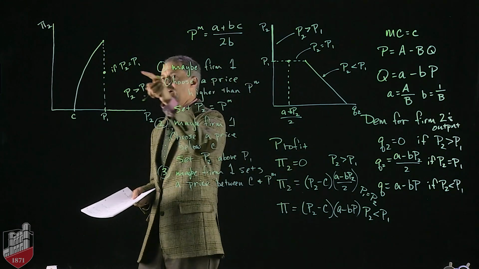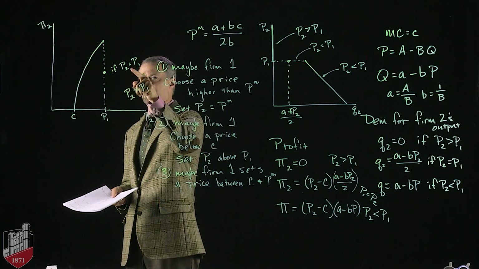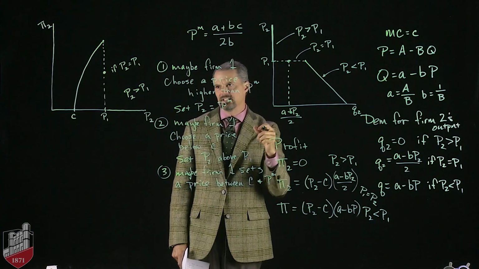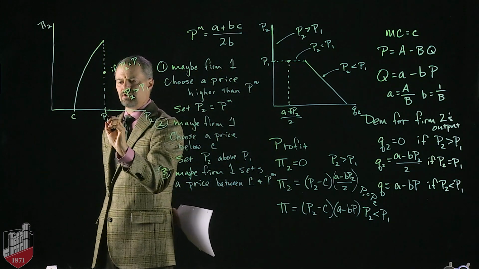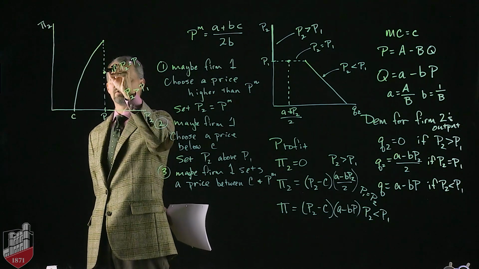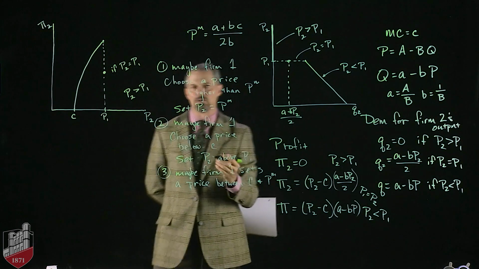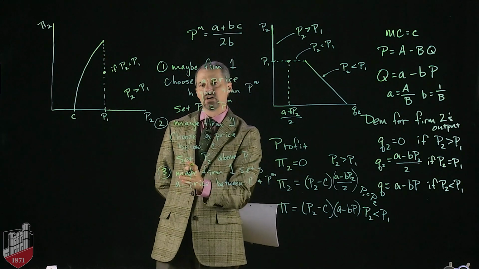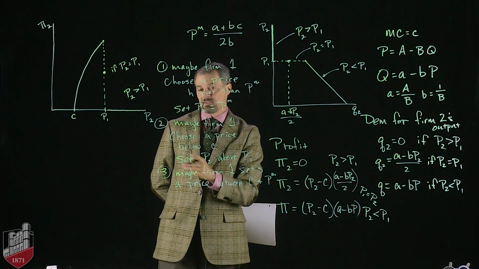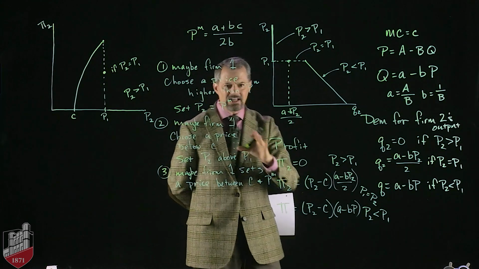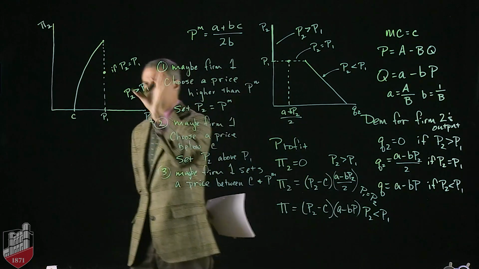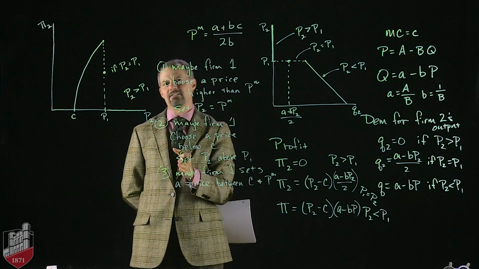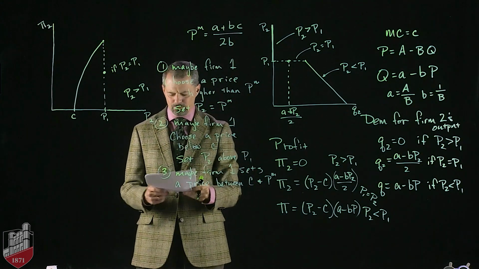If price is equal to P1, if firm 2 sets a price equal to P1, they get half of the profit. But now notice the incentive that this creates. If firm 2 were to just undercut firm 1's price, notice what happens to their profit. It jumps to almost double, right? So there's always going to be this incentive for firm 2 to undercut firm 1's price. Now this whole setup is symmetrical, so we could do the exact same type of picture for firm 1, and what we would see is that firm 1 is always going to have an incentive to undercut firm 2's price.